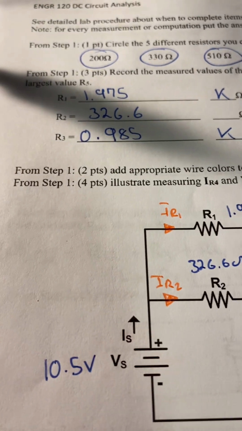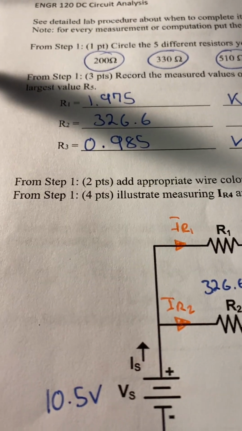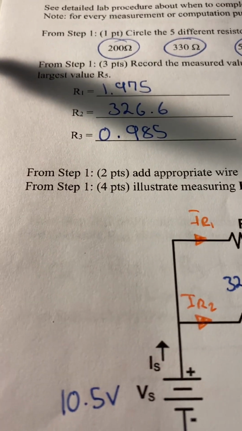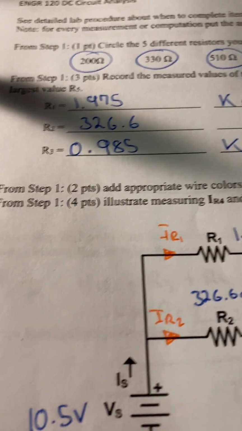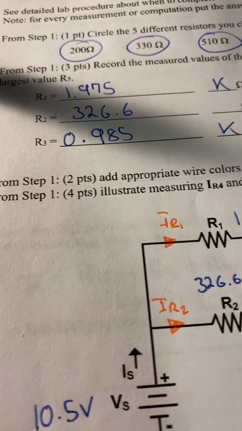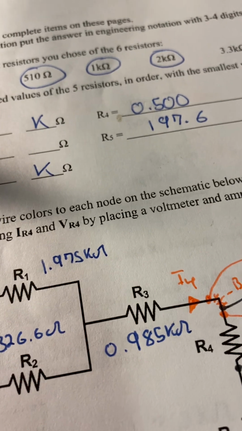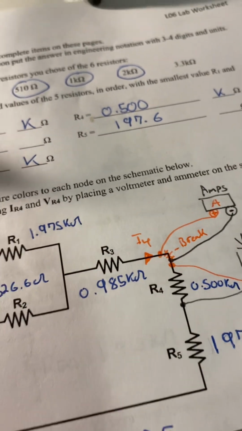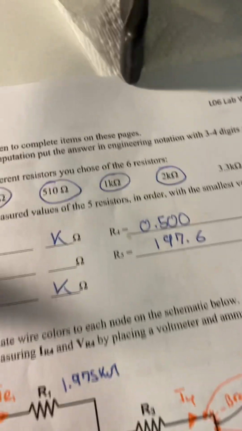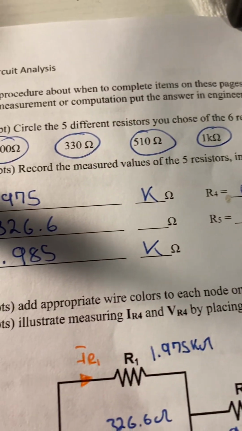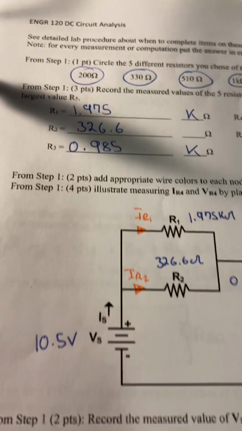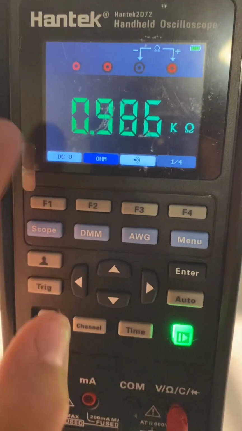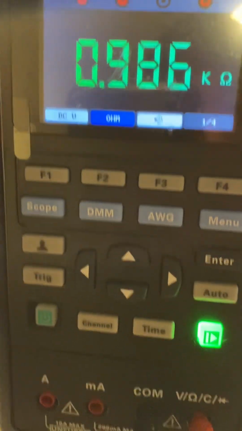And here I chose my resistors. Resistor 1 is going to be 1.975 ohms. Resistor 2 is 326.6 ohms. Resistor 3 is 0.9. Resistor 4 is 0.5 kilo ohms, and resistor 5 is 1.197 ohms. These values are almost close to the chosen ones, but there is some percent error in there, but that's okay. And then here you measure each value with your multimeter using ohms and finding its resistance.